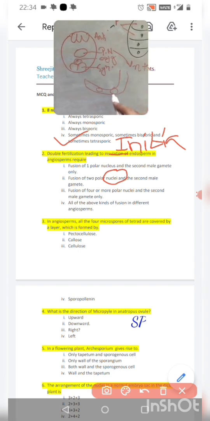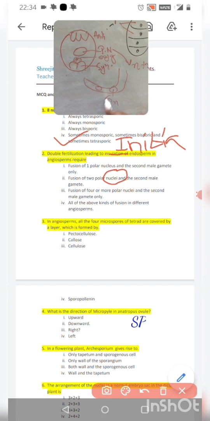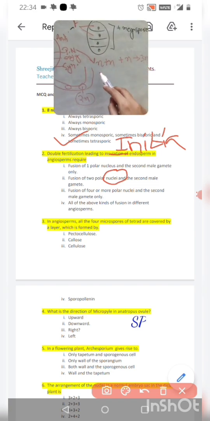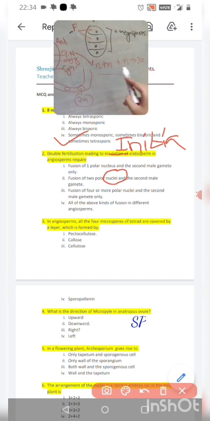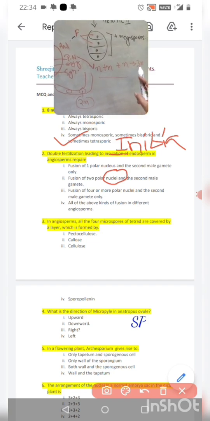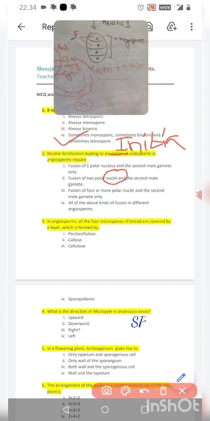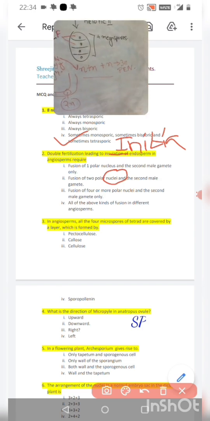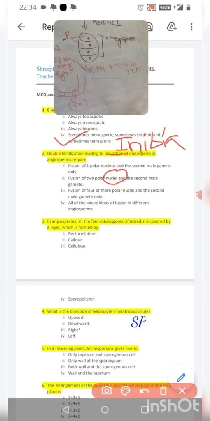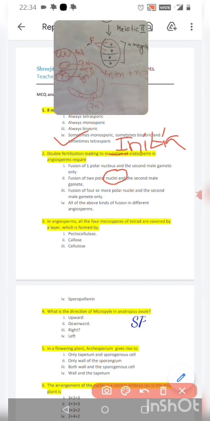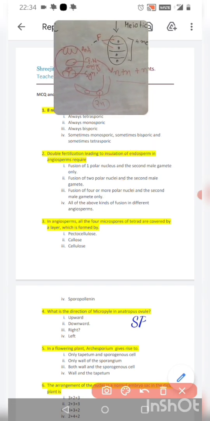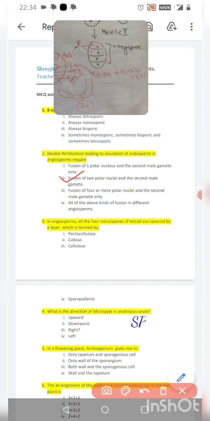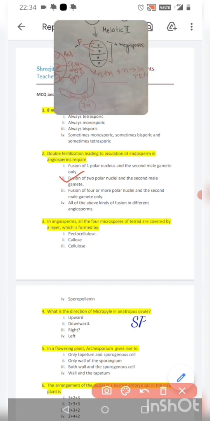And the second male gamete is going to fuse with the polar nuclei, so it is forming the triple fusion. This step is known as the triple fusion, and they form the primary endosperm nucleus, which is also known as PEN. So student, the answer to question number 2 will be number 2, this one. The other options are wrong. The answer will be number 2.